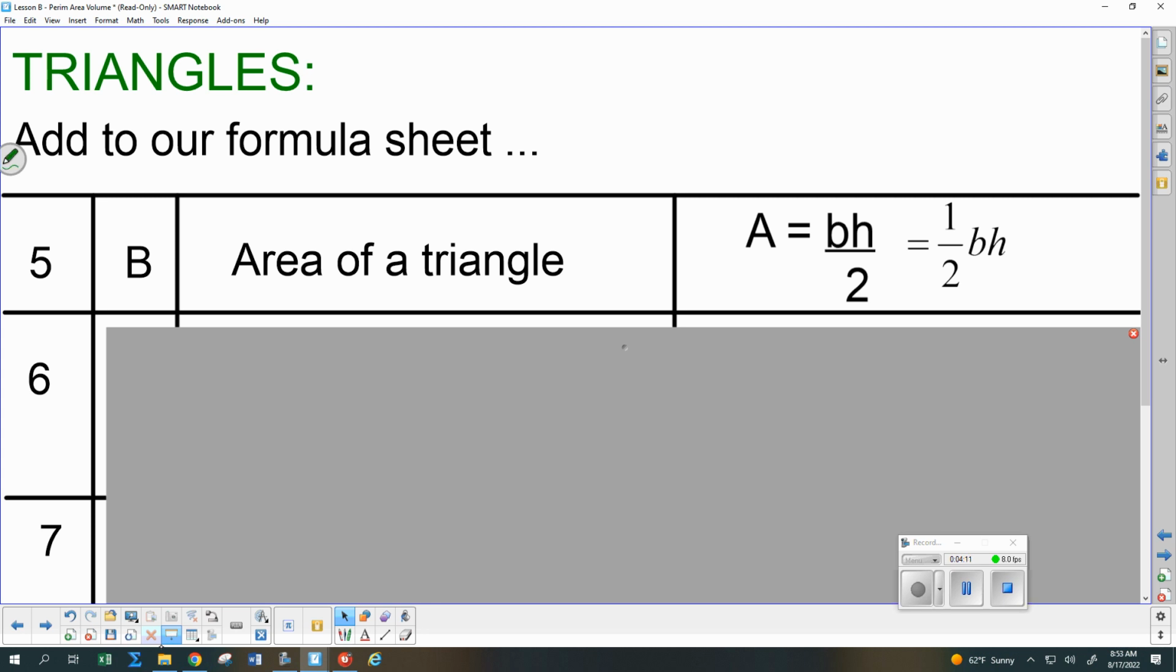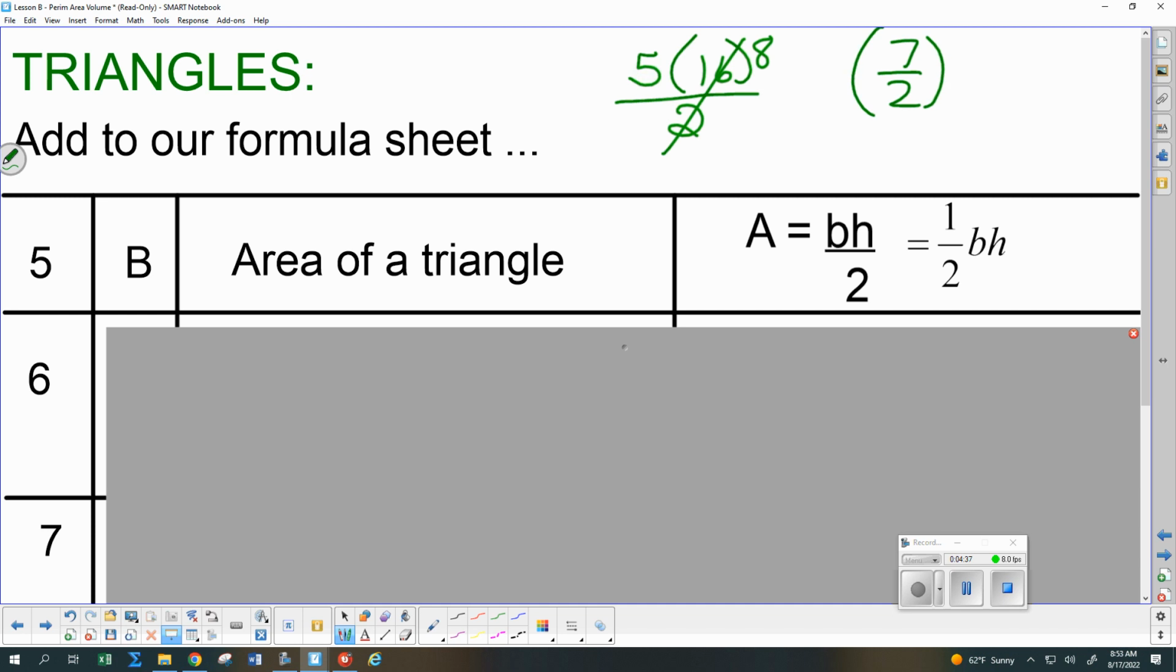For me, especially if I have an even number for my base or my height, let's suppose my base is 5 and my height is 16. If I do base times height divided by 2, that's really easy to say, oh, that's just 5 times 8. However, if I have some fractions thrown in there, let's suppose my base is 3 1/2, so 7/2, and maybe my height is 1 2/3, so 5/3.